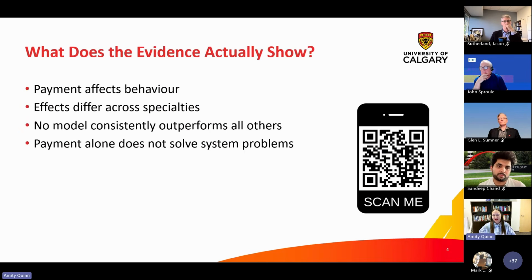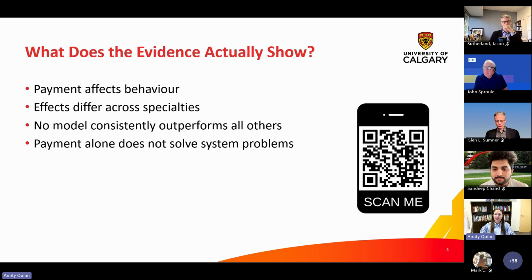This is a QR code to my systematic review, which John said was already shared online. But first, payment models, like Sandeep has already reviewed, do affect physician behavior, particularly service volume and utilization. Second, evidence that these changes improve patient outcomes is much weaker and much less consistent. Third, there's no clear winner. Fee-for-service, salary, capitation, bundled payments, blended models all create different incentives and different risks. And finally, payment incentives alone rarely produce large system savings.